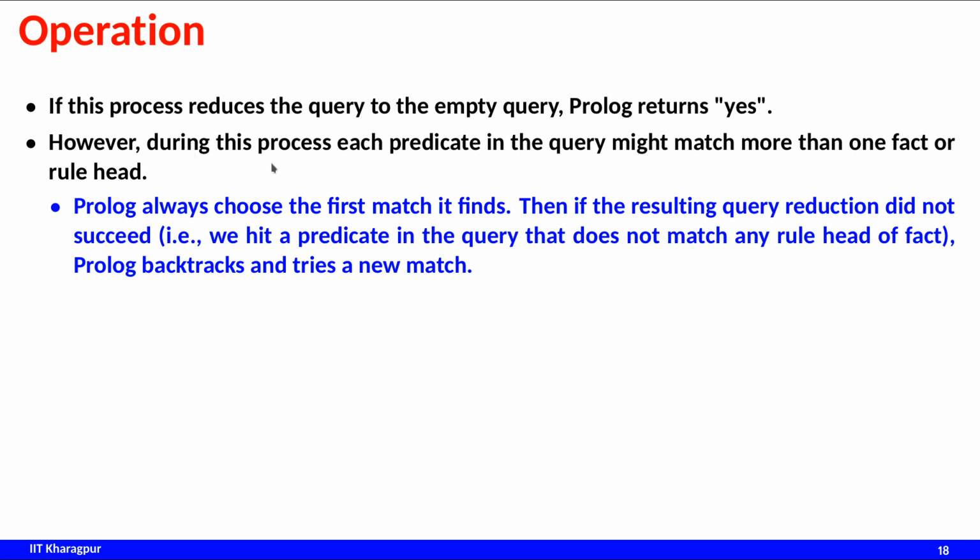During this process of matching, the predicate in the query might match more than one fact or one rule head. Prolog always chooses the first match it finds, and it will try to check whether the query holds with that assumption or not. If it finds that the resulting query did not succeed, then it will backtrack and try to find a new match, and then it will continue. So it will select gradually one by one.